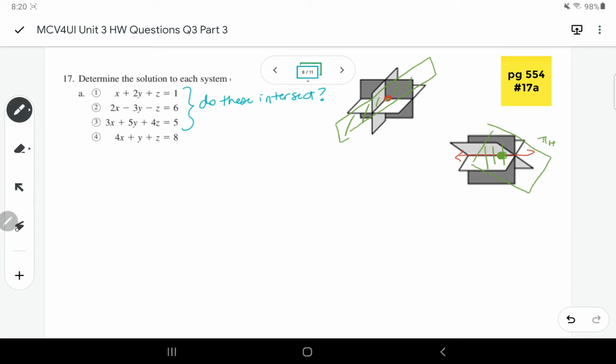I guess one other thing we should really make sure that we check is that none of these planes are parallel or coincident. The normals are 1, 2, 1, then 2, negative 3, negative 1, then 3, 5, 4, and 4, 1, 1. So I don't have any scalar multiples there. So I'm just going to solve the system created by the first 3 planes. Again, totally for now anyway, ignoring that 4th plane.